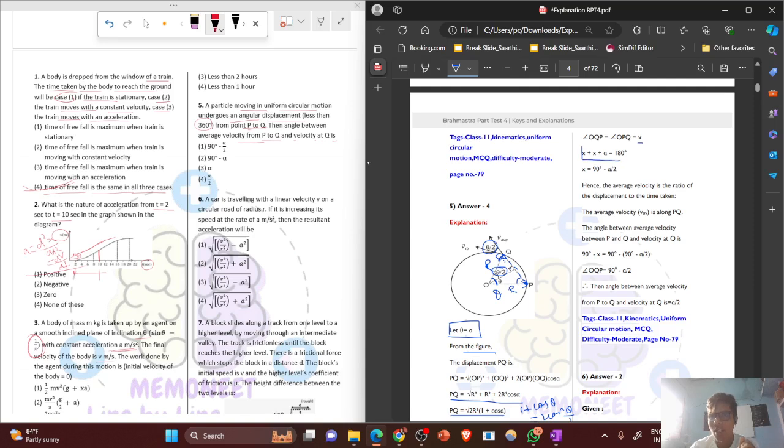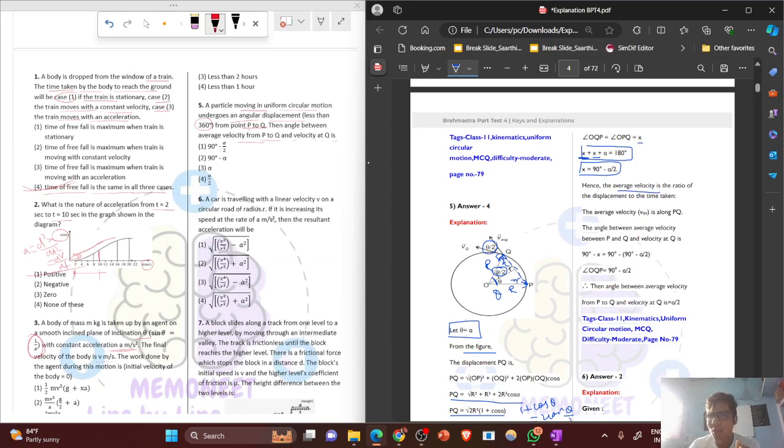Now, using the linear pair equation, x plus theta equals 180. I told you that these two angles are equal, so they have taken it as x, and this is alpha, which is equal to theta. So from here, x will come out to be 90 minus alpha by 2.